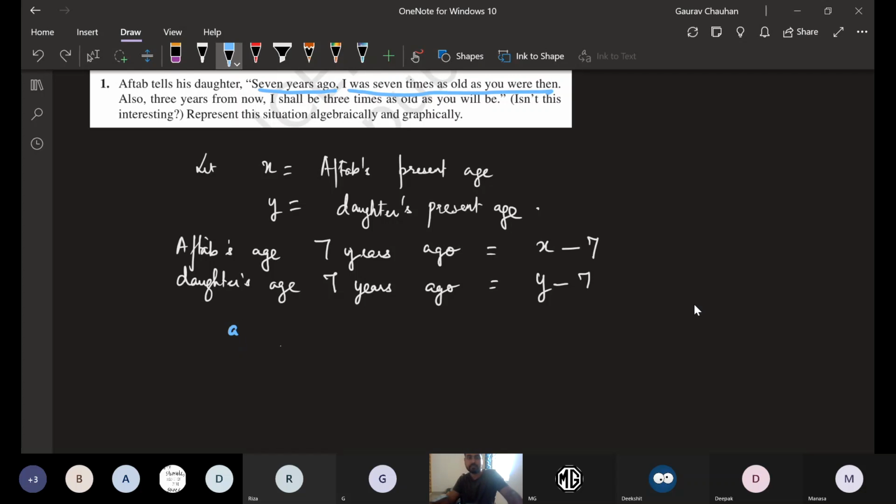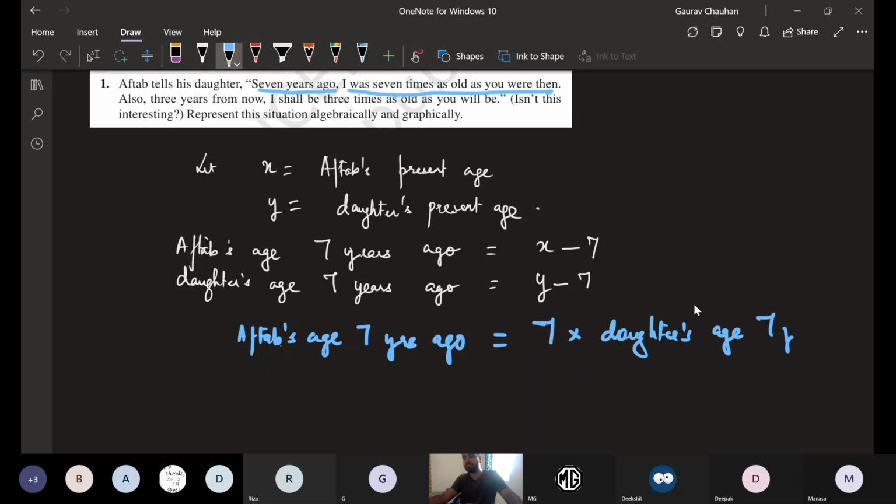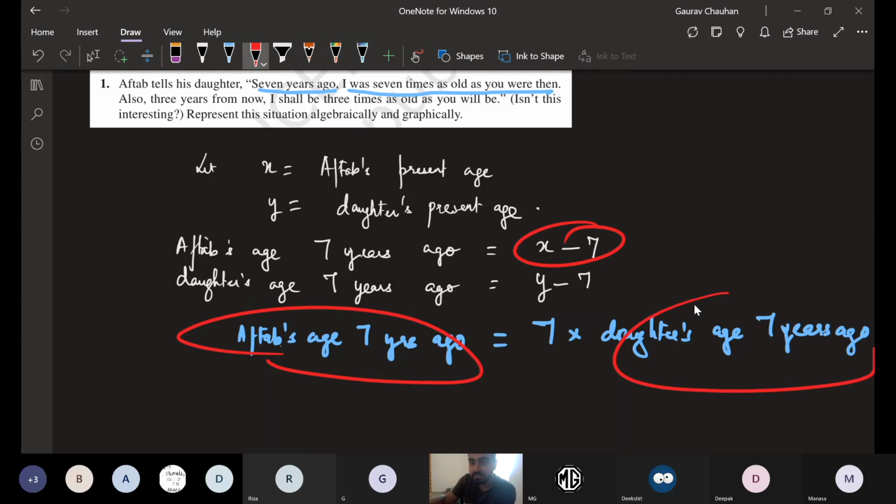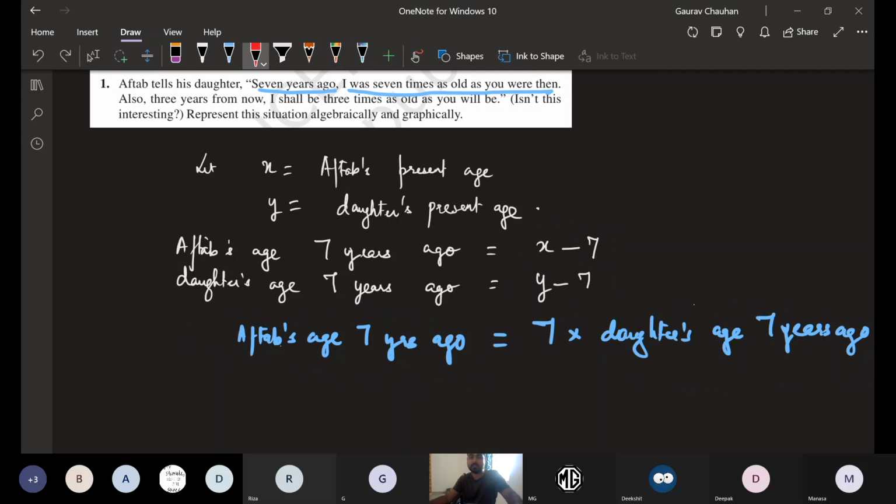Aftab's age 7 years ago is equal to 7 times daughter's age 7 years ago. Okay, this blue line, guys, is not really necessary, but we're going to write it for a few questions now, so that we are very clear. Aftab's age 7 years ago is equal to 7 times daughter's age 7 years ago. What is this? This is basically x minus 7. What is this? This is basically y minus 7. So what do we get from here? We get the first equation, that is x minus 7 is equal to 7 times (y minus 7).